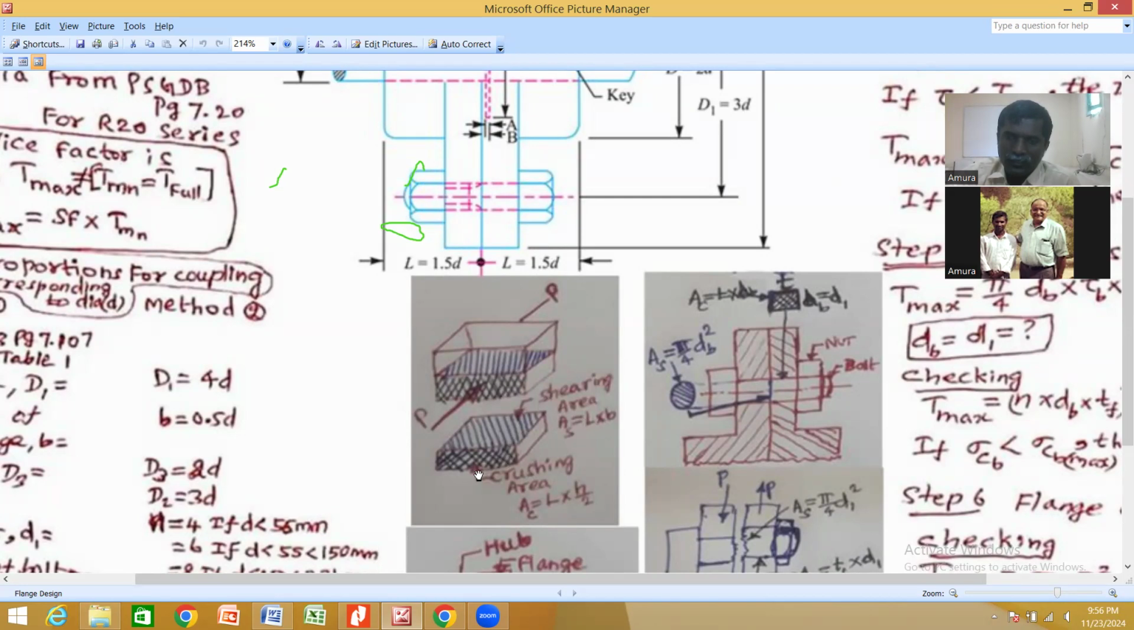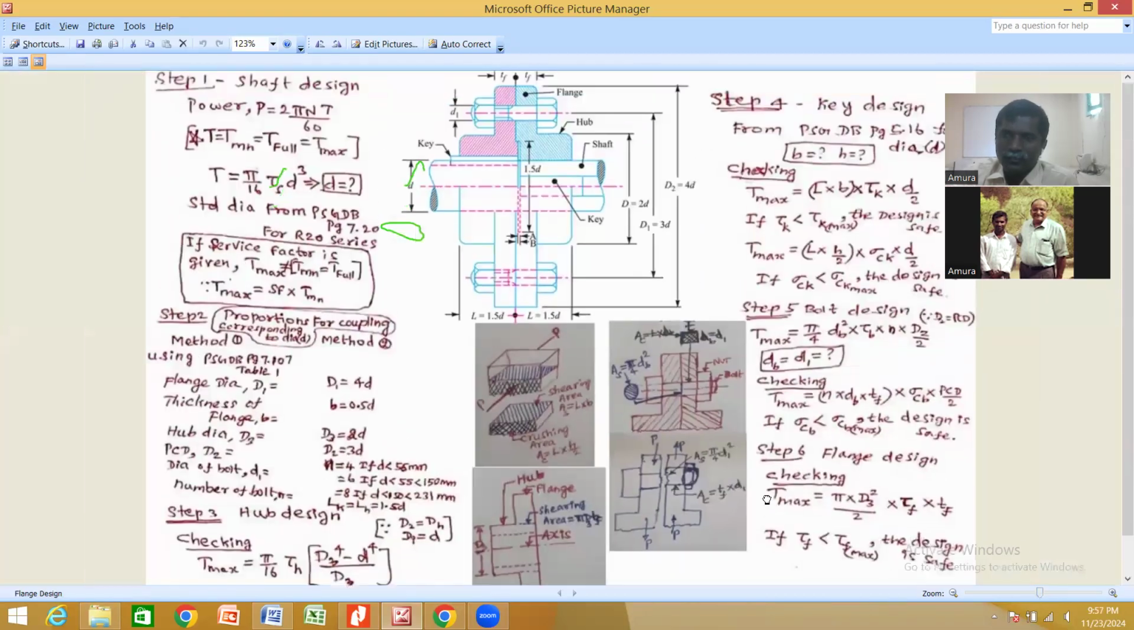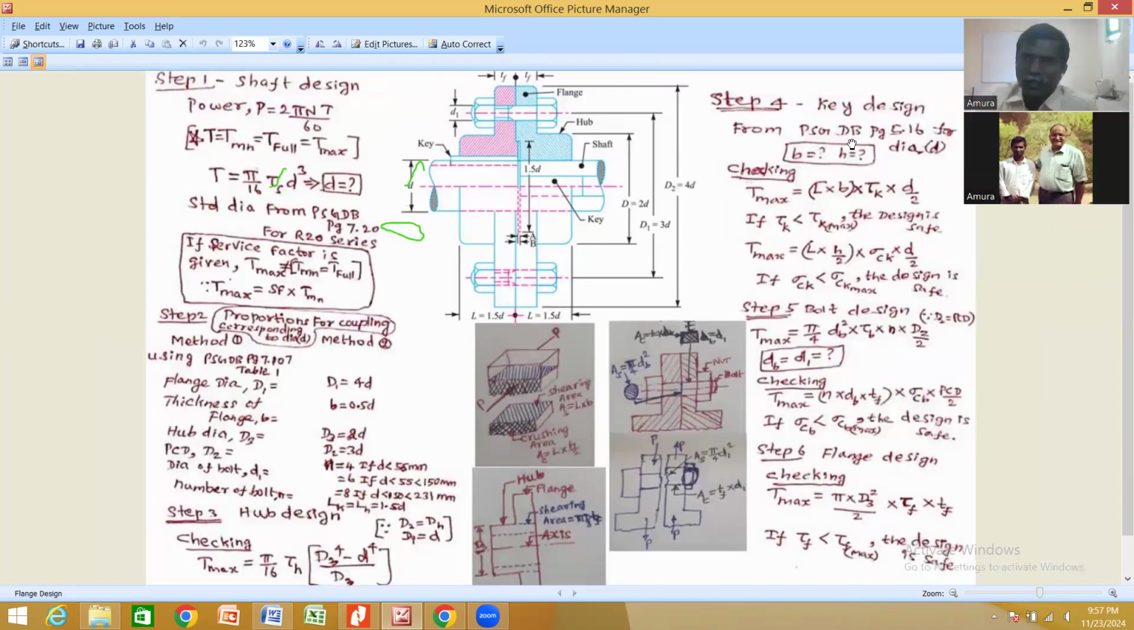And when the load is acting, the key is also subjected to crushing stress, and the area is going to be the length and the thickness by 2, that is, half of the thickness. So we have given L into H by 2. This area formula we are going to use in the checking procedure. Now, checking for shear stress, we are taking the formula T max is equal to shear area into shear stress into the radius.